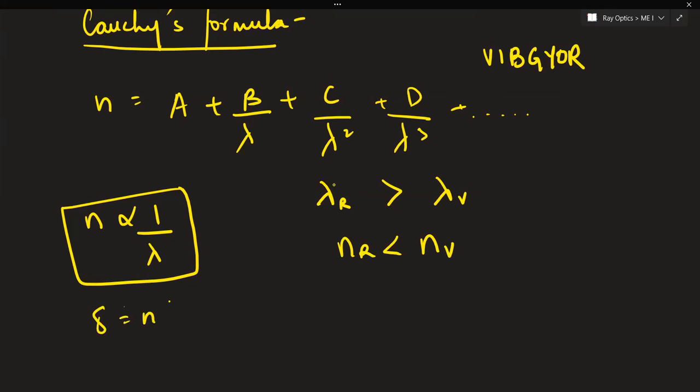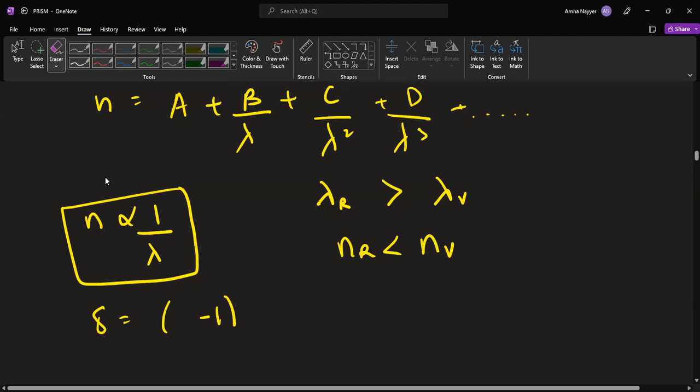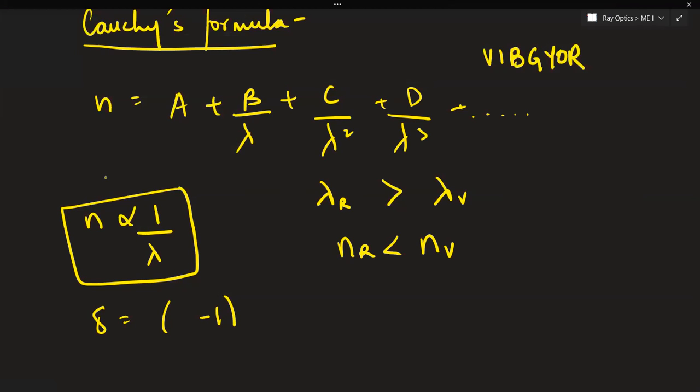Now see, a formula we did for small angle: delta is equal to A, angle of prism, into n minus 1. So you can see refractive index and angle of deviation both are directly proportional to each other. So if you have come to this conclusion, you can even conclude the fact that delta R is less than delta V, because whatever will happen to refractive index, same thing will happen to angle of deviation.